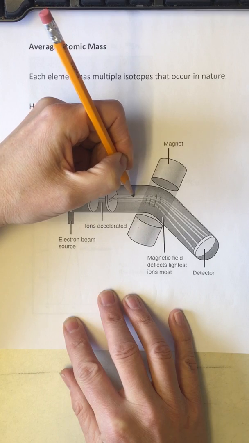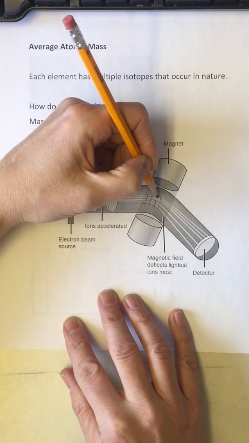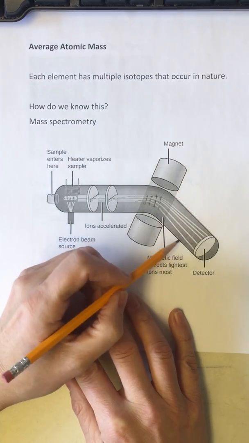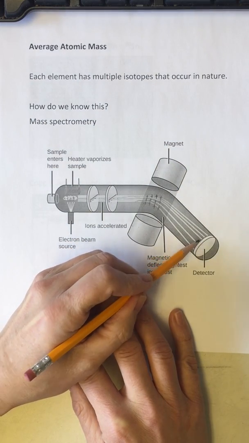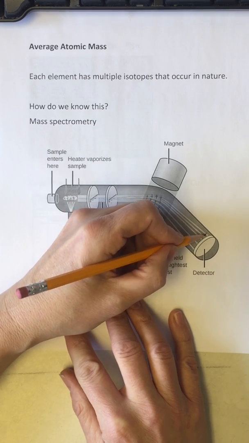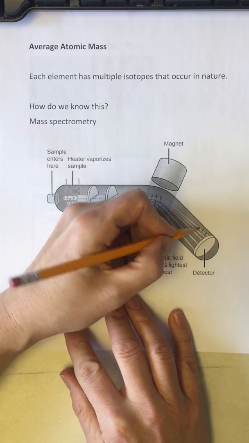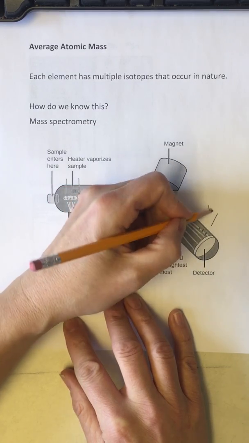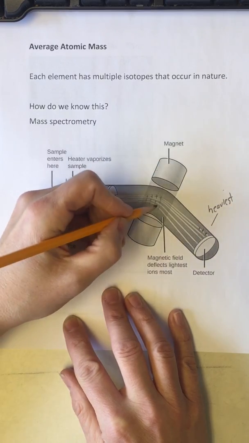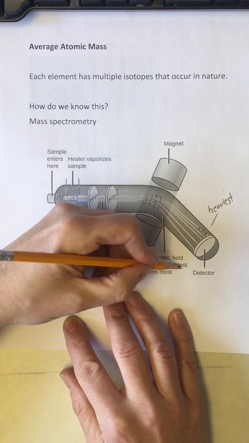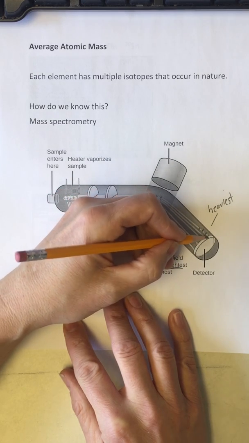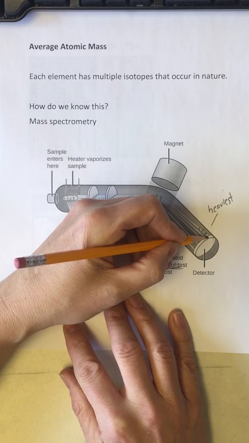The ones that are heavier are harder to deflect. So they'll get deflected too, but less so. And so notice in this diagram there's 1, 2, 3, 4, 5 streams. And these ones right here would be the heaviest. And the ones that get deflected the most would be the lightest here. And then you'd have some sort of detector that's sensitive to the collision of these ions with its surface.